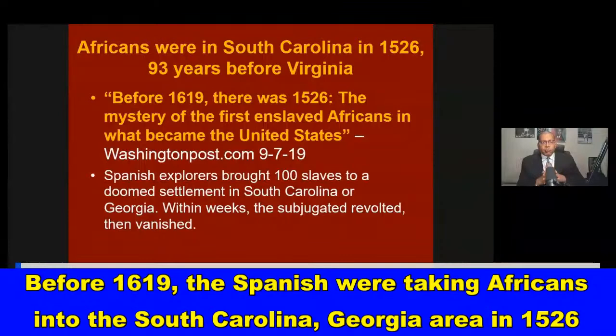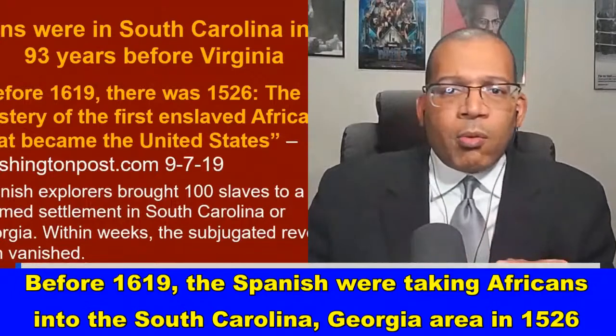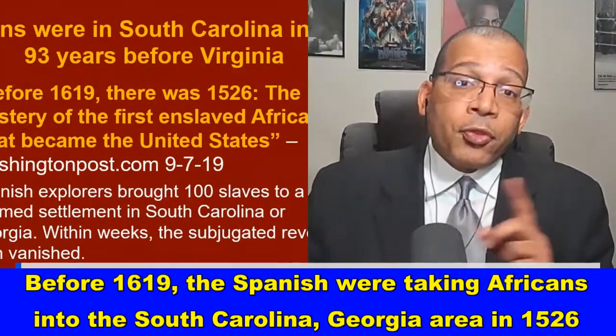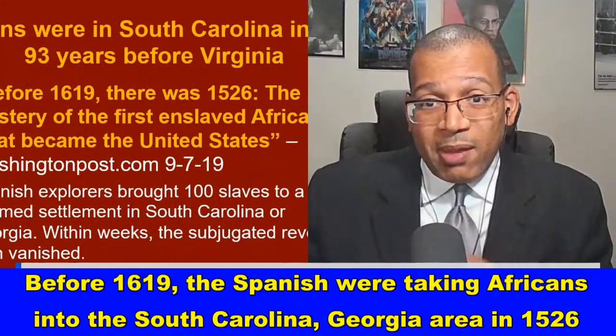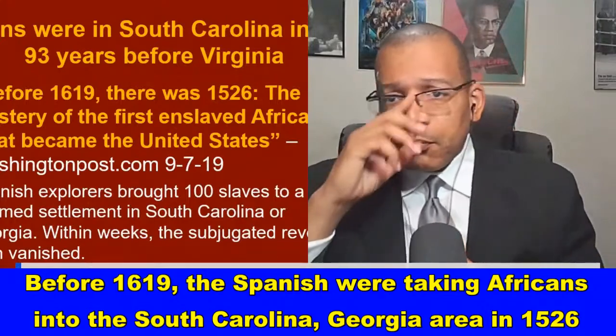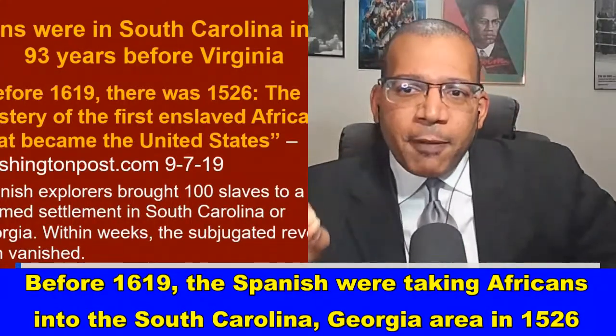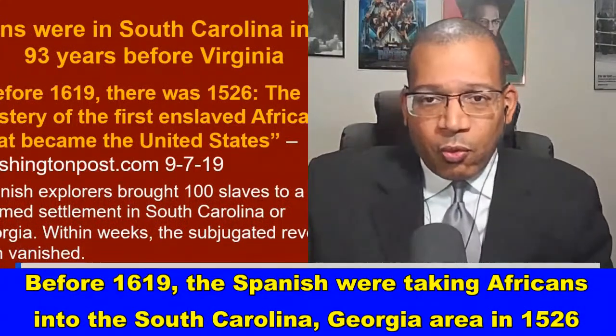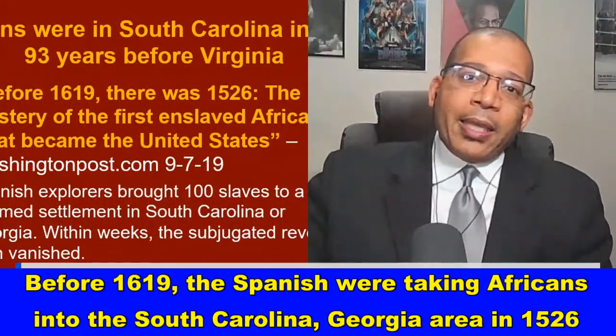Now, Spanish explorers brought 100 African slaves to a doomed settlement in South Carolina or Georgia. Within weeks, the subjugated revolted, then vanished. Maybe that's why they don't want us to know about 1526, because those Africans overthrew their oppressors. So maybe that's why that's not talked about a lot. But that's 93 years before Jamestown, Virginia.